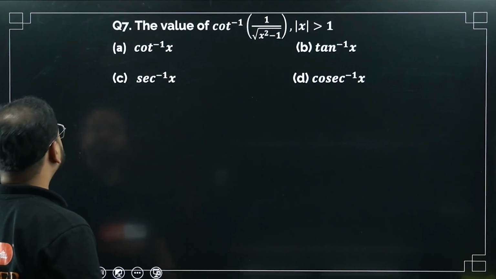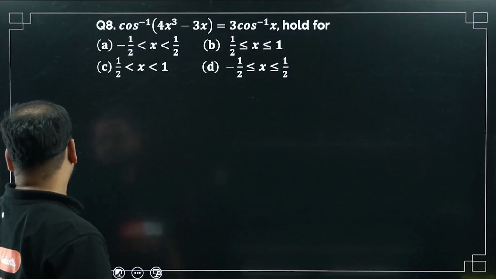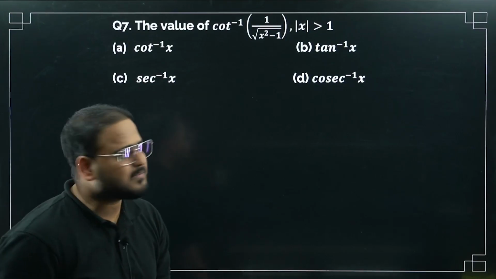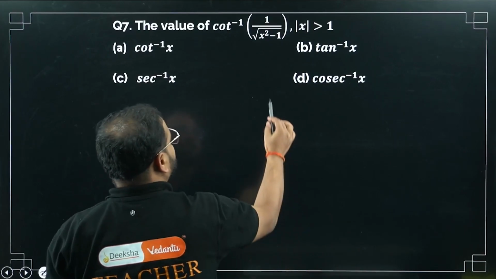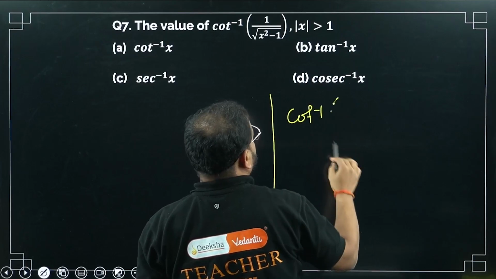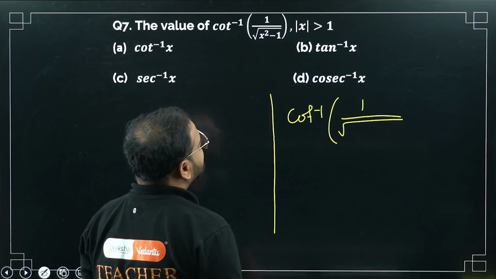Moving on. Okay, 6 is done. 7th question. The value of cot inverse of 1 upon root of x square minus 1. Very simple question. I have to use identity now for trigonometry. Please see. You'll have a lot of questions like this. So you have to know all the identities. Take x as sec theta.